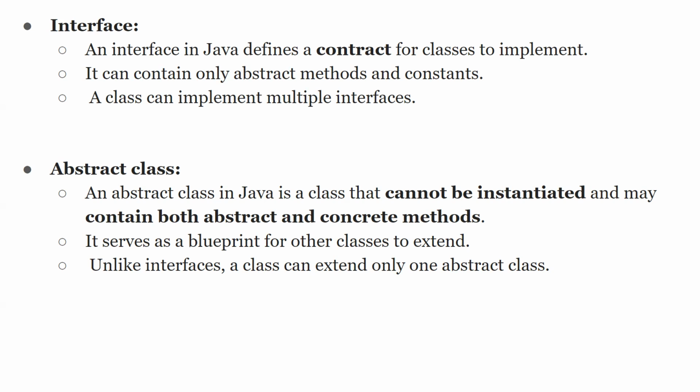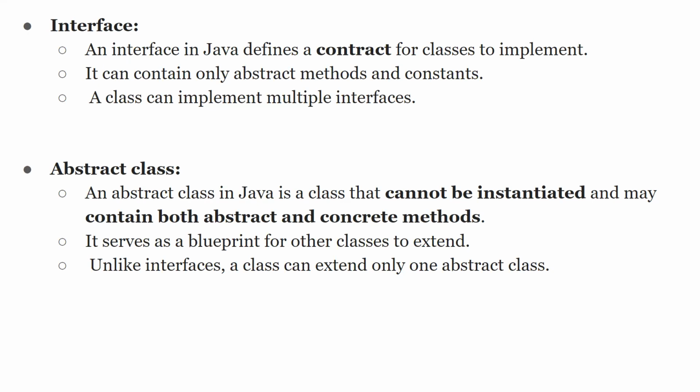So an abstract class is a class that cannot be instantiated. Instantiation means we cannot create an object from this class. We cannot create an object from an abstract class. That's why it's called not instantiable. It may contain both abstract and concrete methods, or only abstract methods.